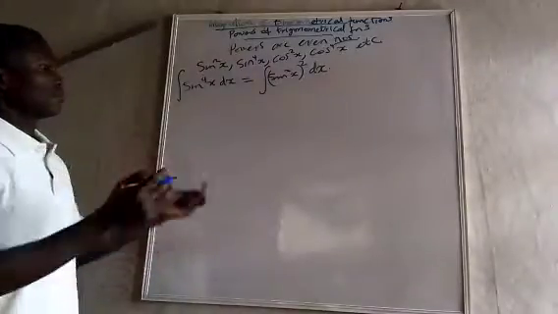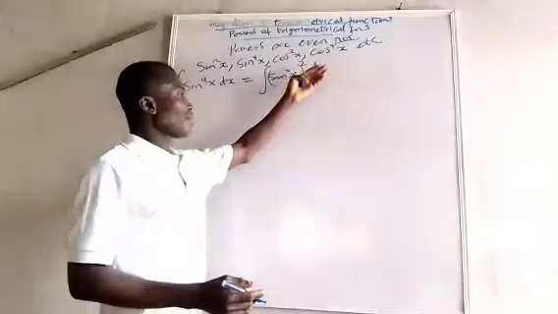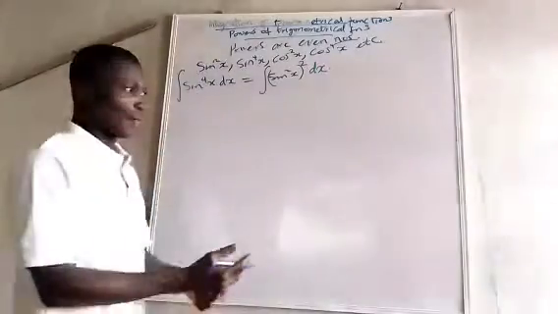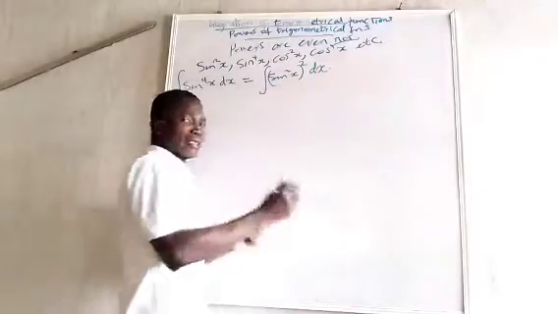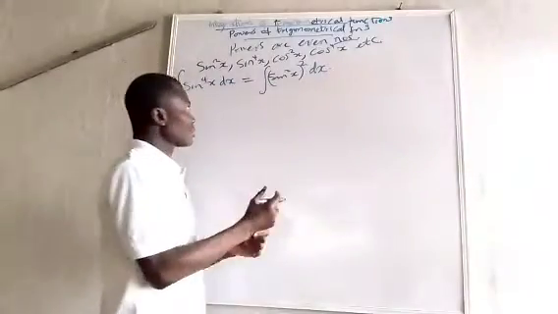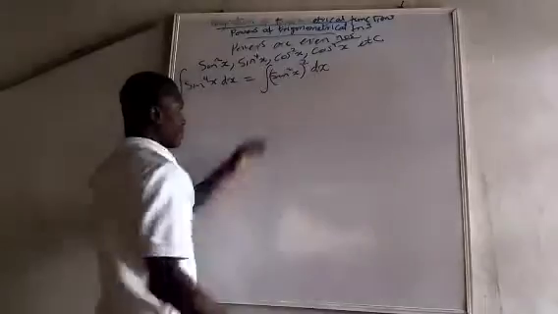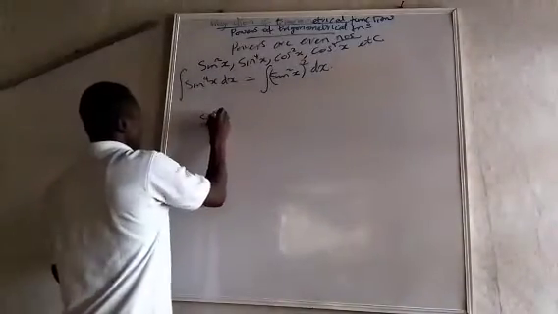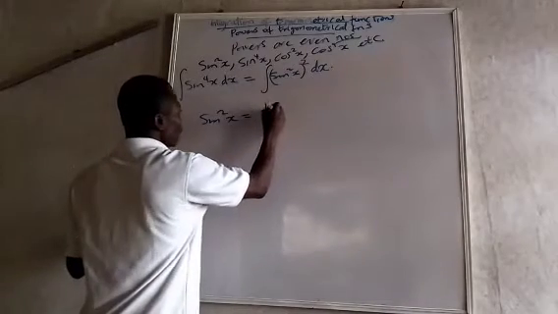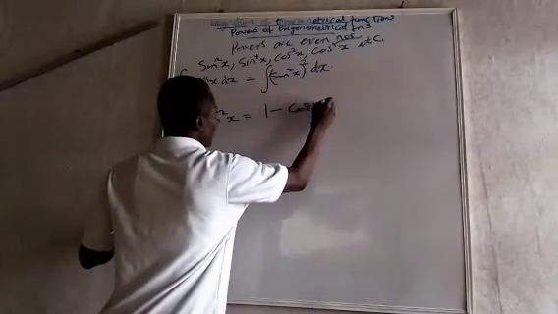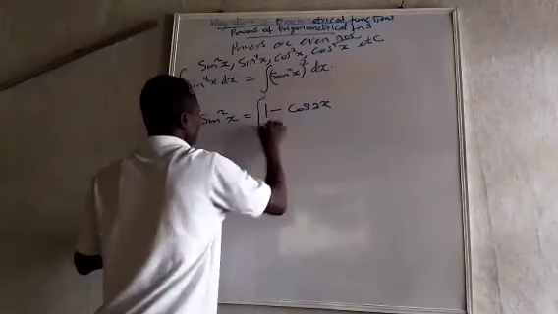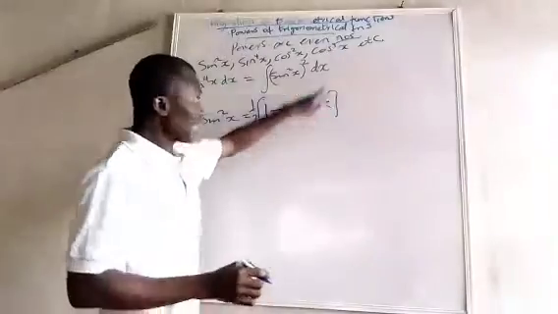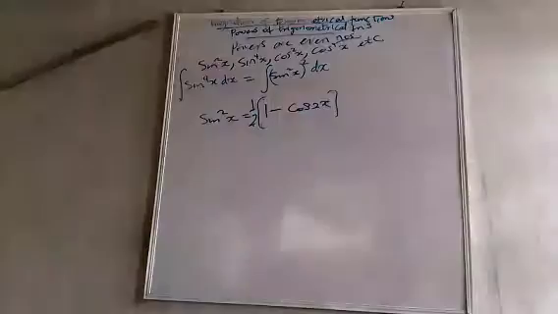Because this one is not a differential of this, we cannot easily manipulate it. So we have to handle this one and break it down into multiples of the angles. What do we do? We have seen that sine square x is equal to (1 minus cos 2x) over 2. So we will substitute this and then square it.